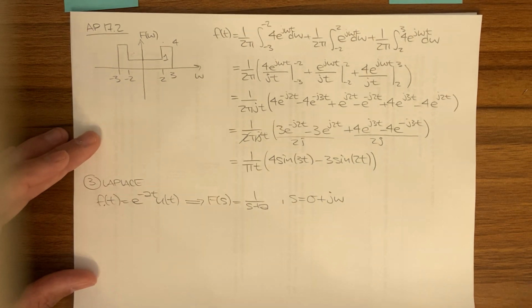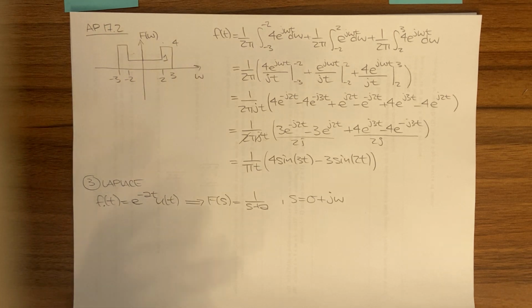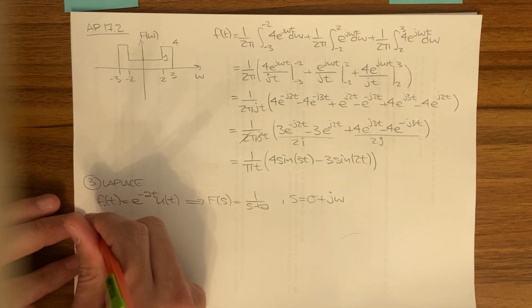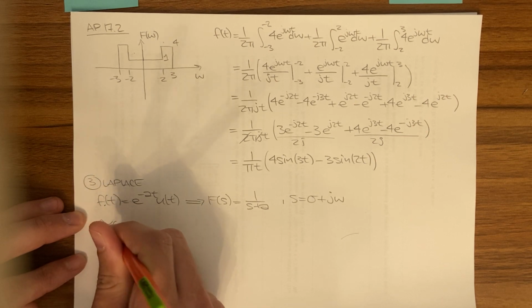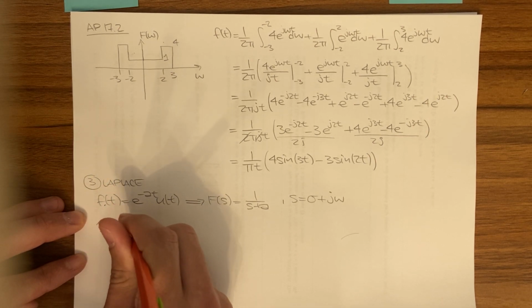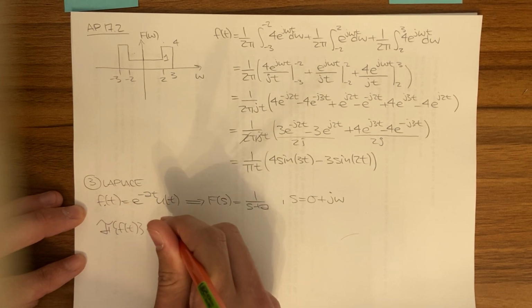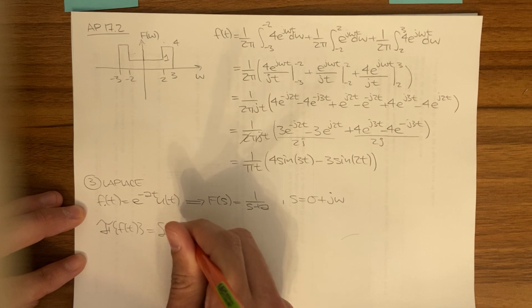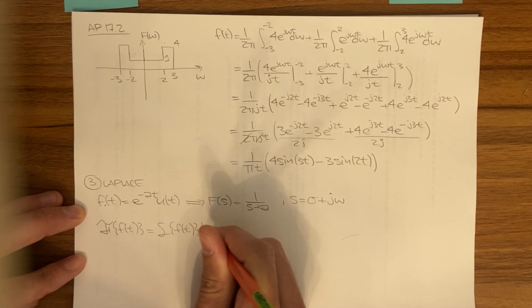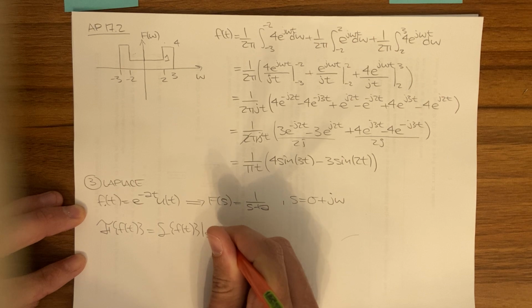So essentially, you can say that the Fourier transform is just a Laplace transform where you replace the s with j omega. And I'm going to show you how that works. Okay, so if you were to write it out formally, we can say that the Fourier transform of some function f of t is the Laplace transform of f of t, but we just let all the s values be j omega.